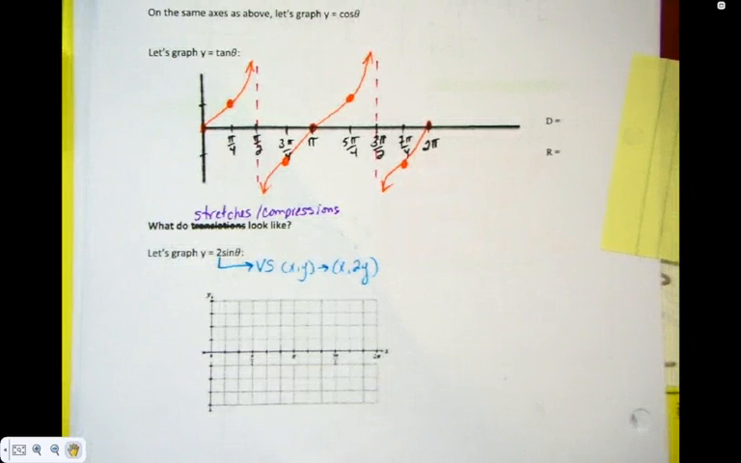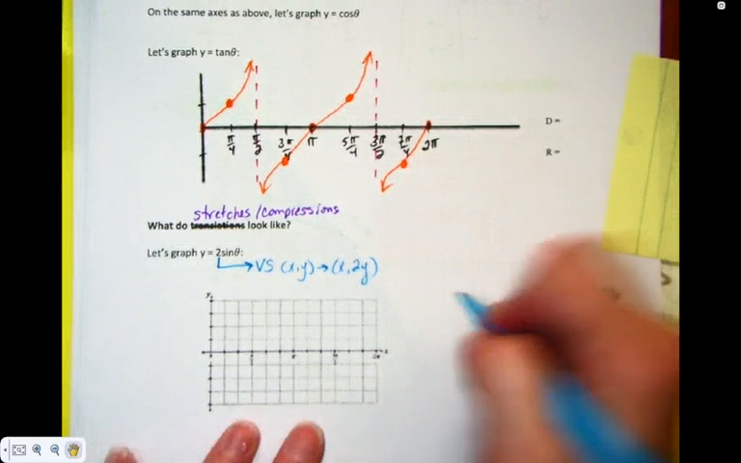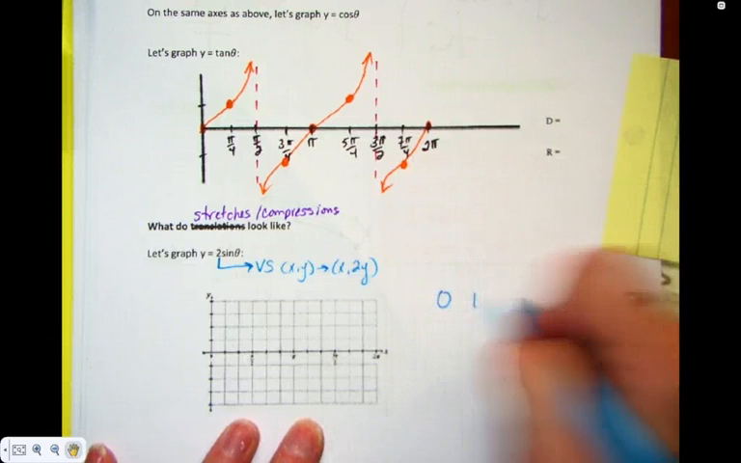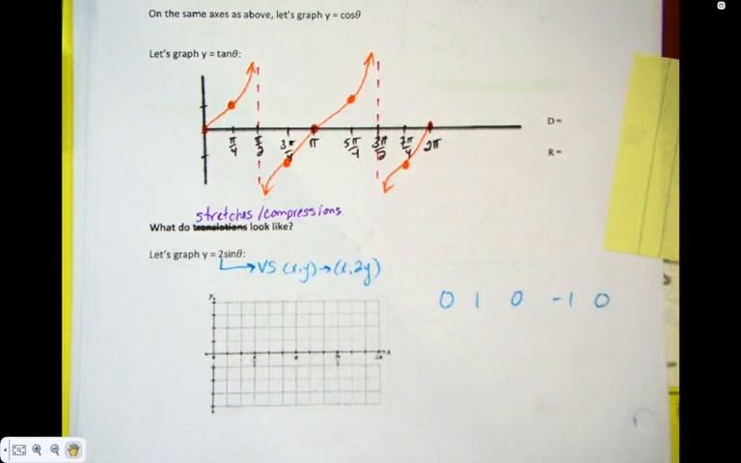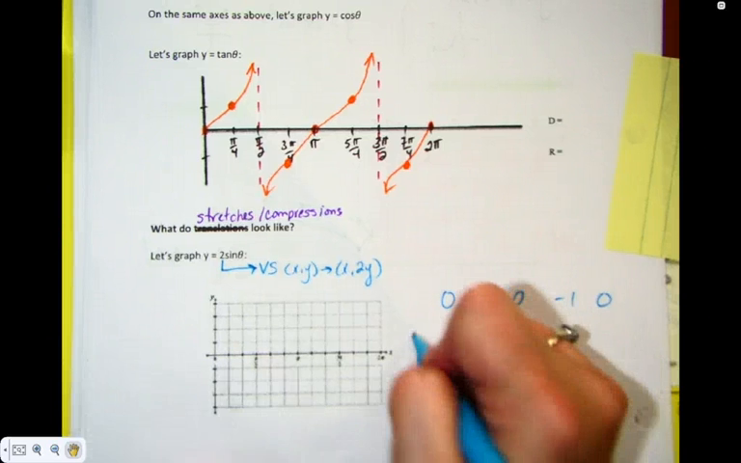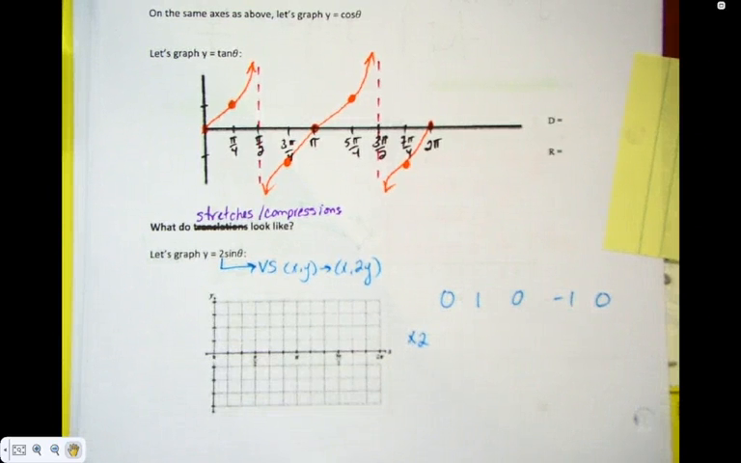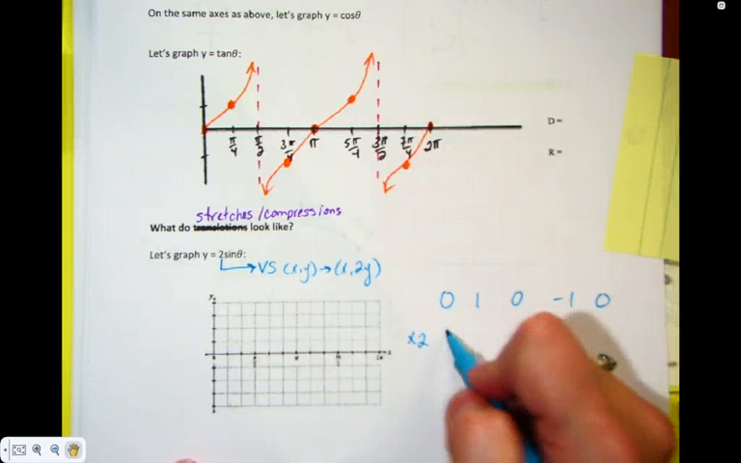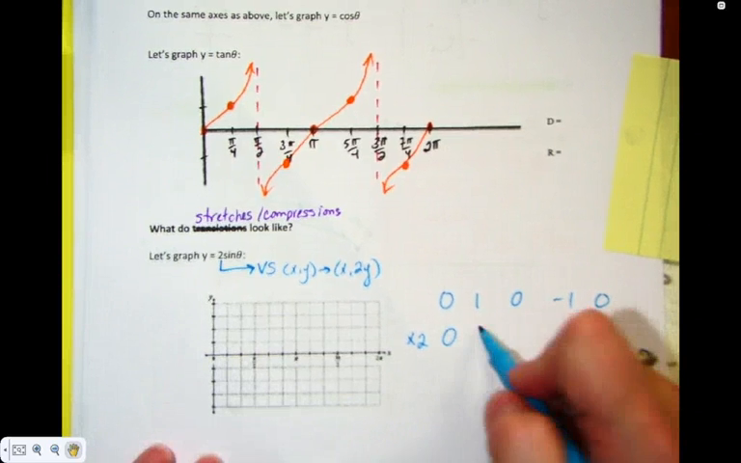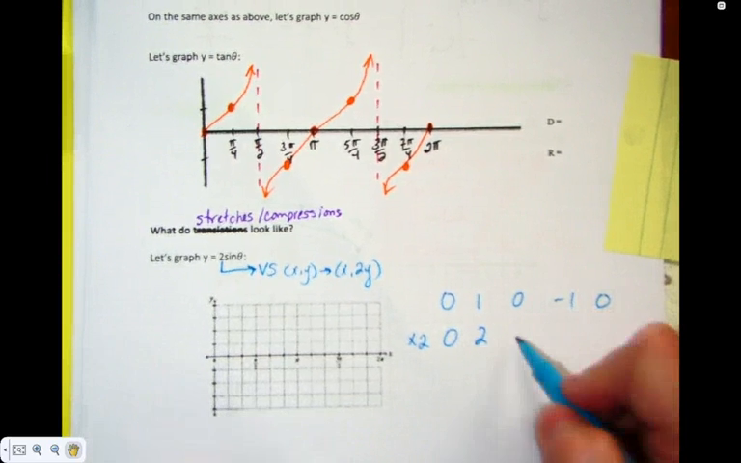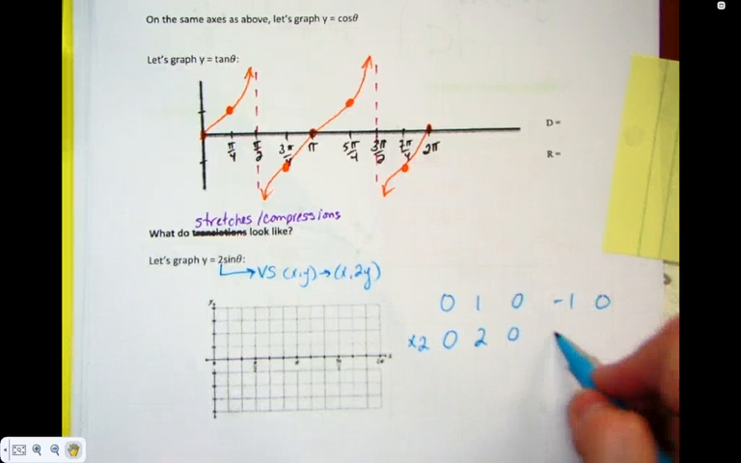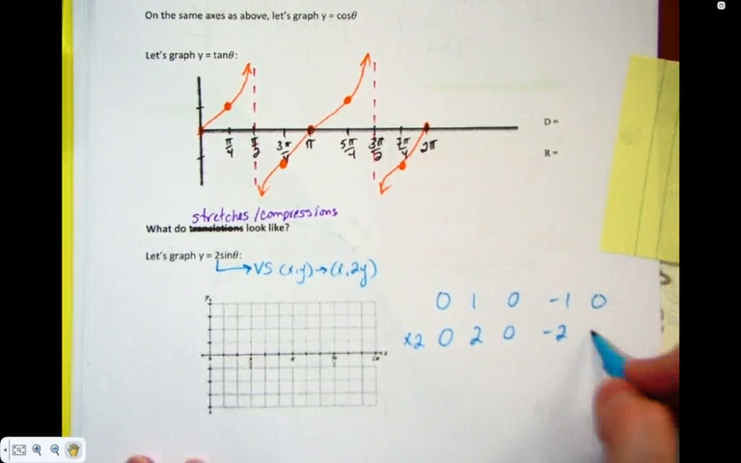So for the coordinate people, you just need to take that pattern we just talked about, which for sine is 0, 1, 0, minus 1, 0. And all you need to do is multiply it by 2. What's 2 times 0? What's 1 times 2? What's 0 times 2? What's negative 1 times 2? And what's 0 times 2?